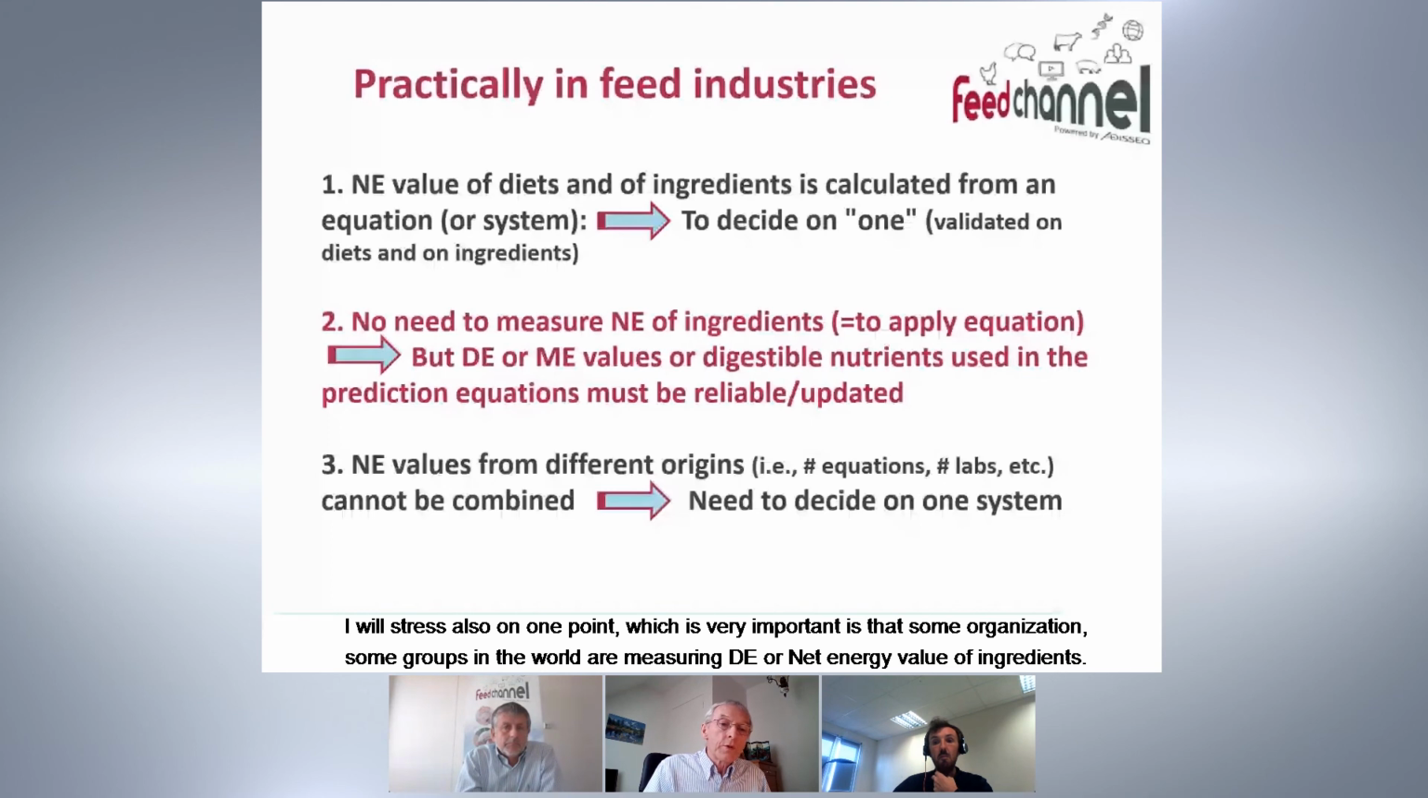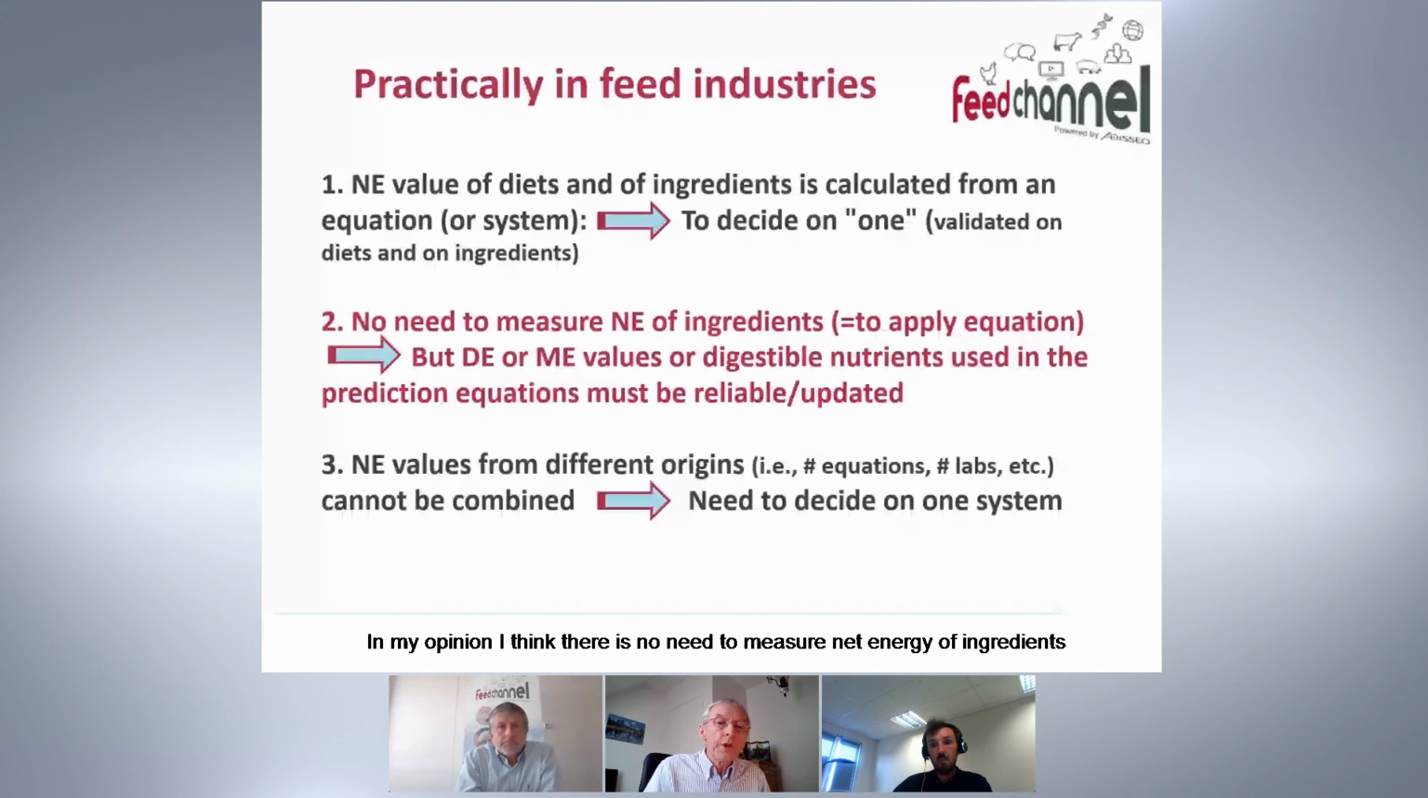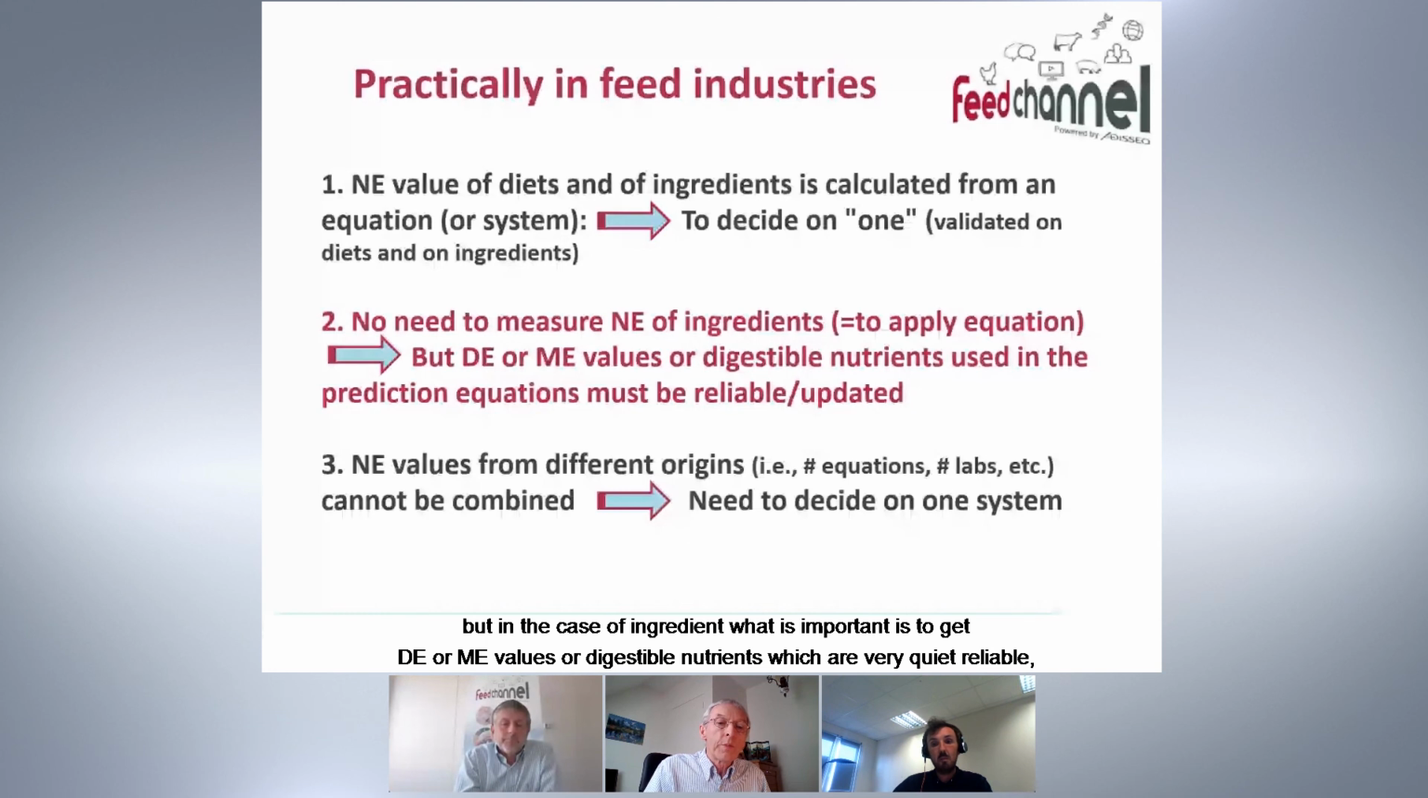I will also stress one very important point: some research organizations, some groups in the world, are measuring the net energy value of ingredients. In my opinion, there is no need to measure net energy of ingredients. But in the case of ingredients, what is important is to get DE or ME values or digestible nutrients, which are quite reliable, which have been updated and so on, in order to include these values afterwards in the net energy equation.